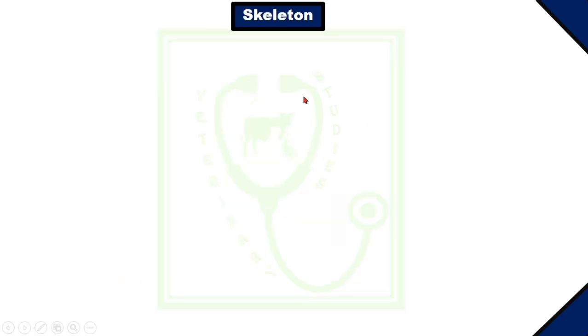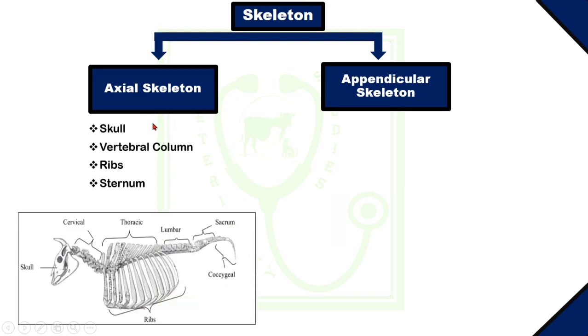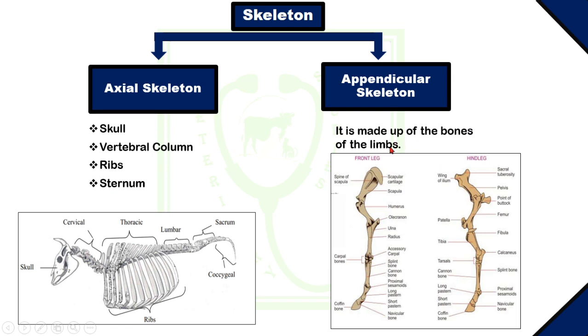Animal skeleton is divided into two parts: axial skeleton and appendicular skeleton. Axial skeleton is made up of the skull, vertebral column, ribs, and sternum. Appendicular skeleton is made up of the bones of the limbs. This is a forelimb and this is a hind limb.